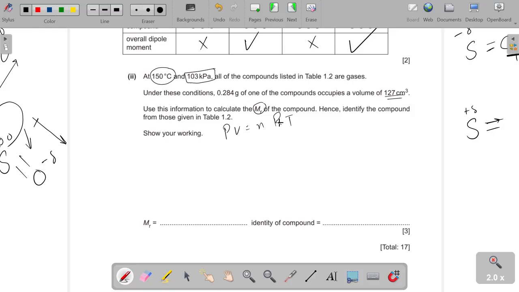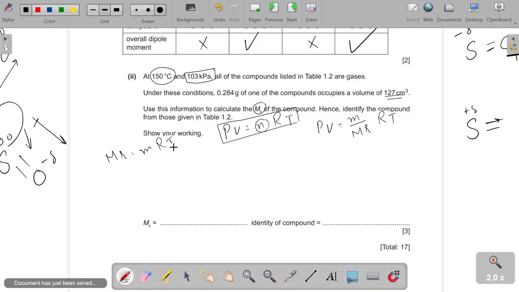For finding this Mr, we will rearrange this equation. PV is equal to nRT, where the number of moles is equal to mass divided by Mr, the molar mass. If I rearrange this equation, Mr will be equal to mass times the gas constant R times temperature, divided by pressure multiplied by volume.